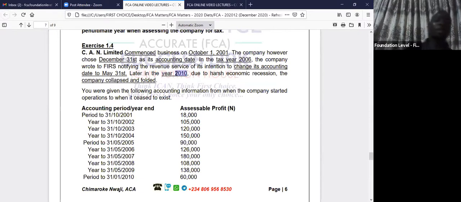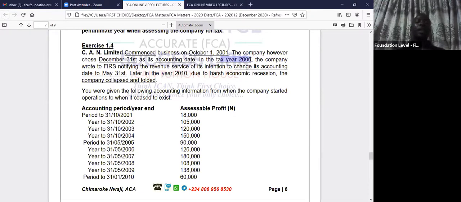Now, something I should tell you again is this. After 2006, they wrote to FRS to change their accounts, and we compare 26, 27, and 28 based on the old accounting date and the new accounting date. After doing that, when continuing to 2009, it will follow in line with the new accounting date.